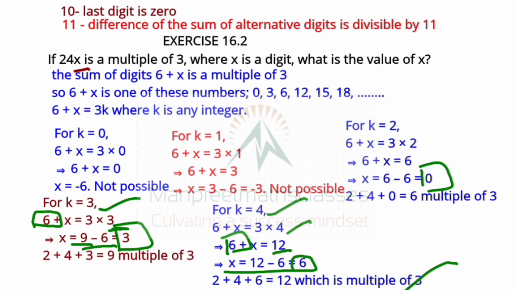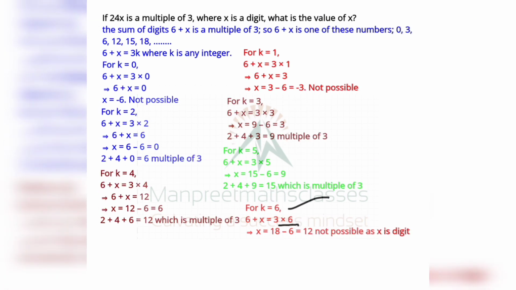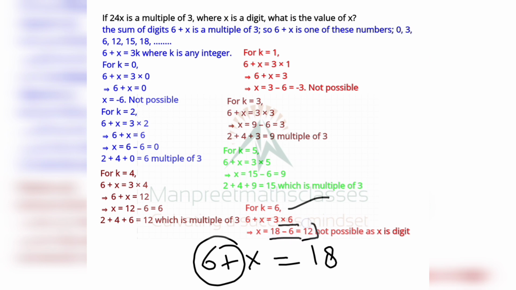Now let's check for k equal to 5. We will check for k equal to 6. So when you write 6 in place of k, you will get 6 plus x is equal to 3 into 6, which is 18. Next you will transfer this 6. So 18 minus 6, you will get 12.